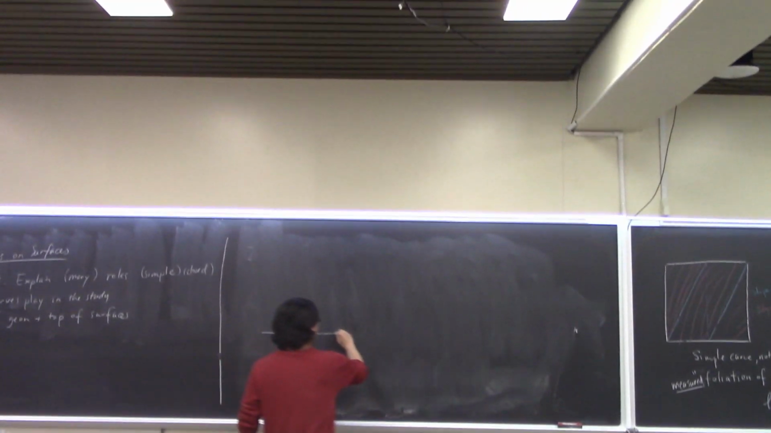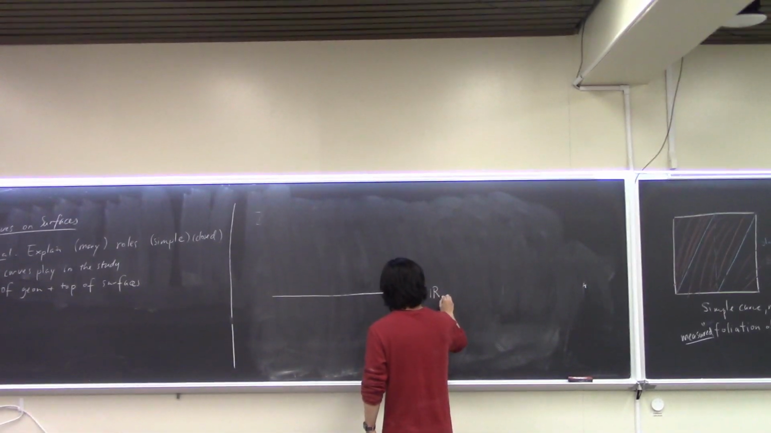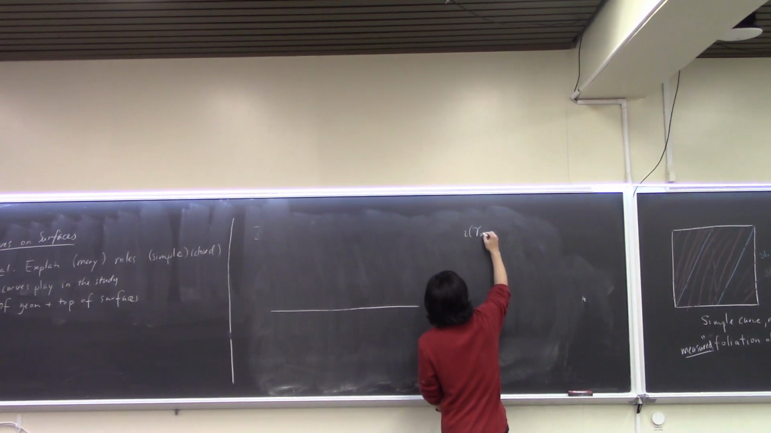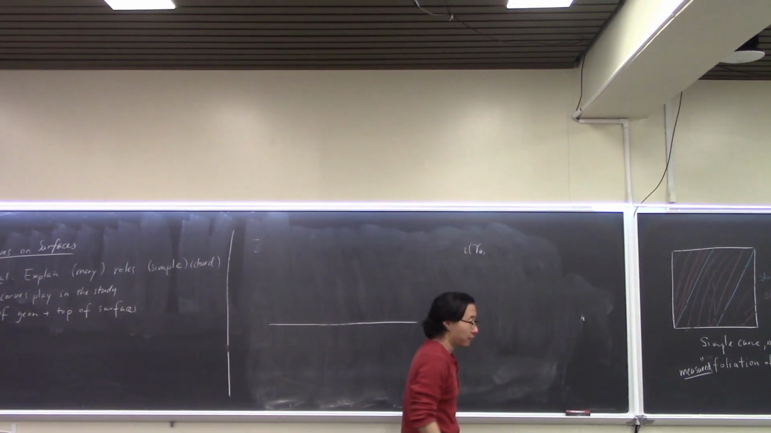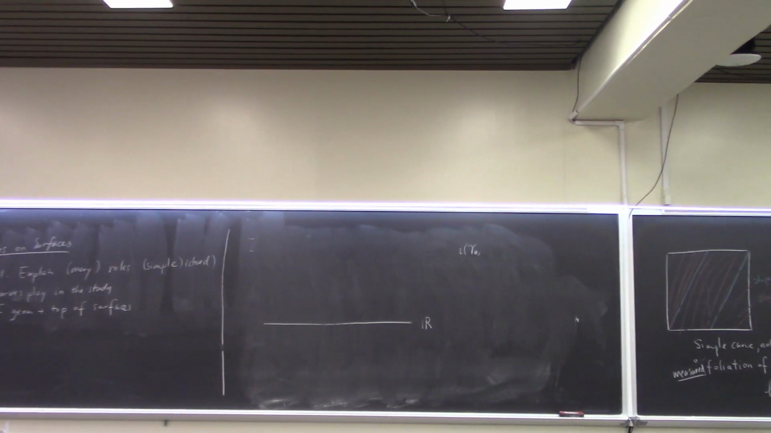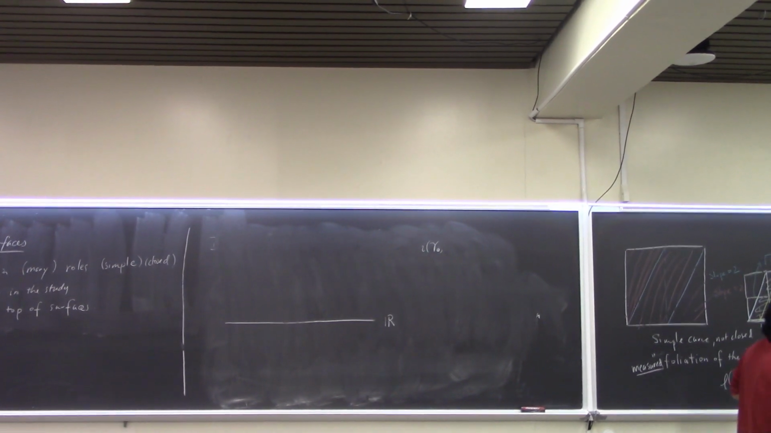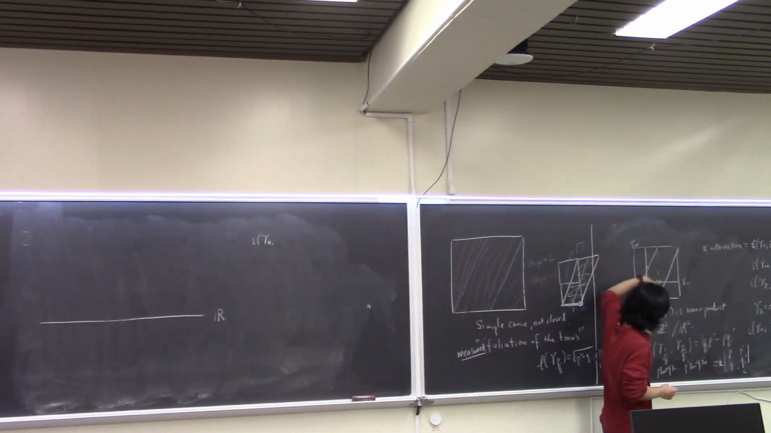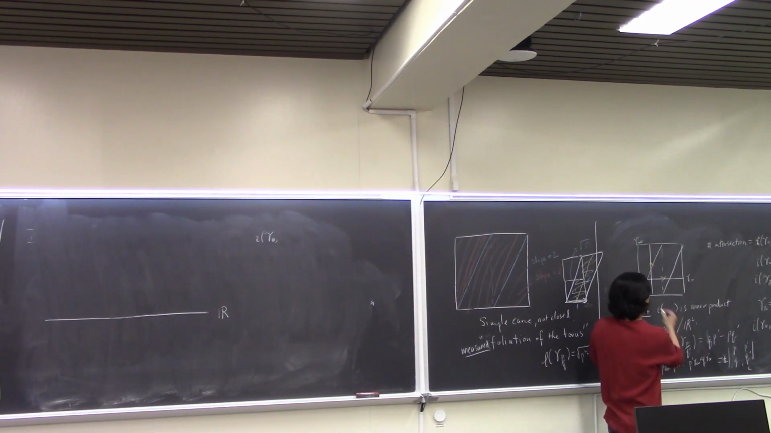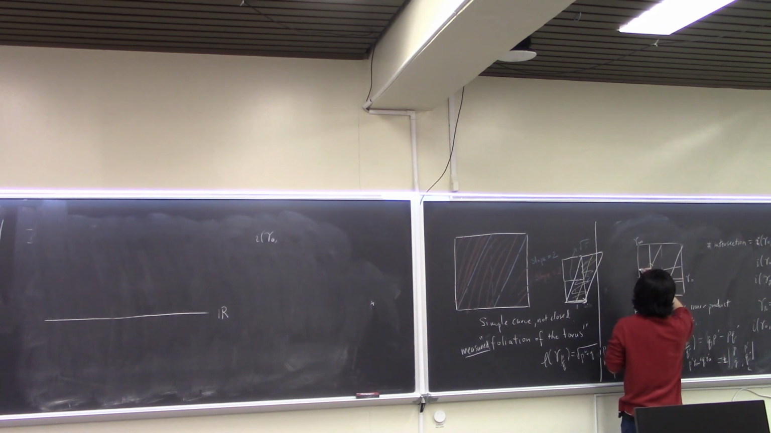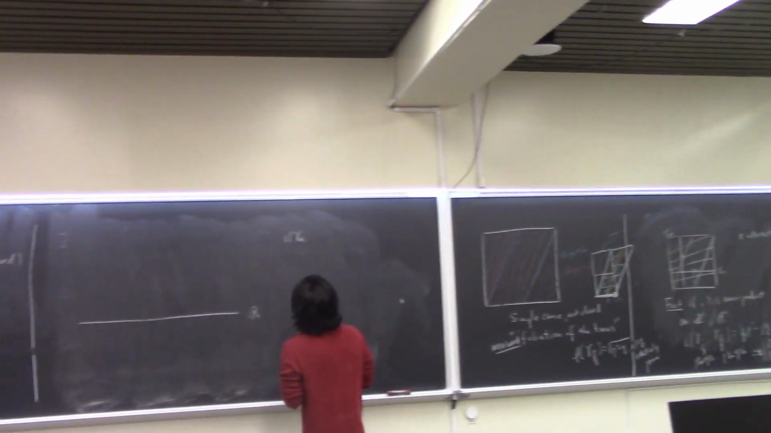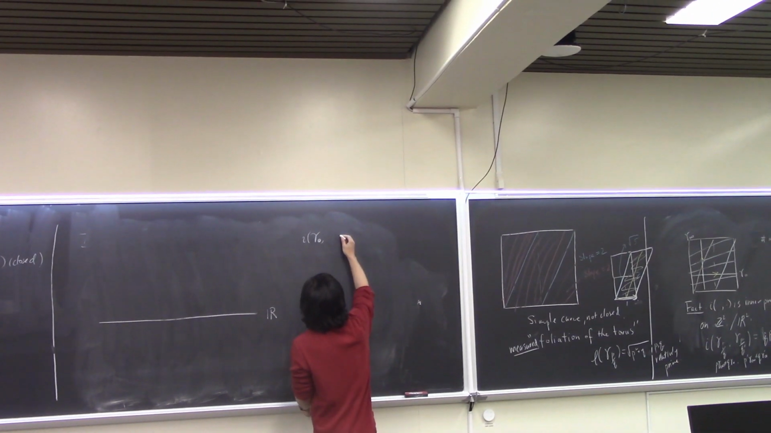Let me draw my real line again, and calculate certain things. What are the curves that intersect gamma 0 with just one intersection? Any curve that intersects gamma 0 with just one intersection cannot wrap around gamma infinity more than once. So it has to be curves like this, which means these are exactly things with slope 1 over n.